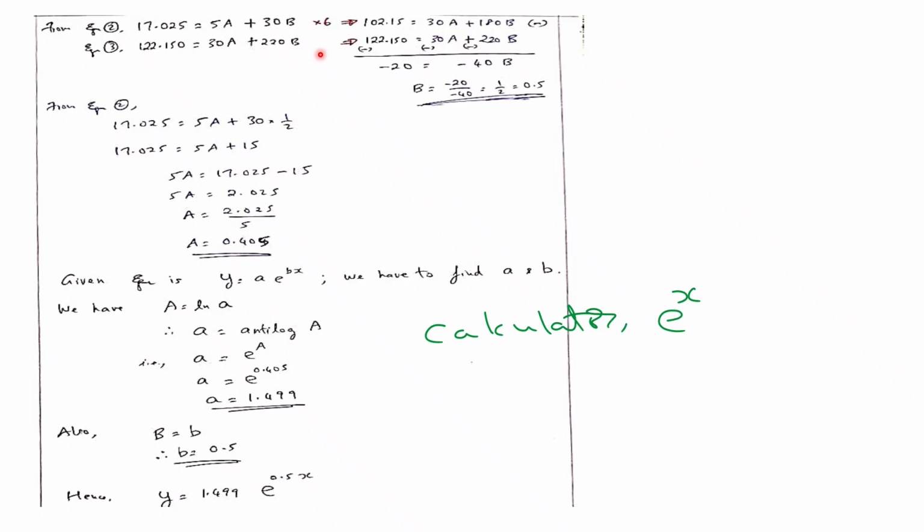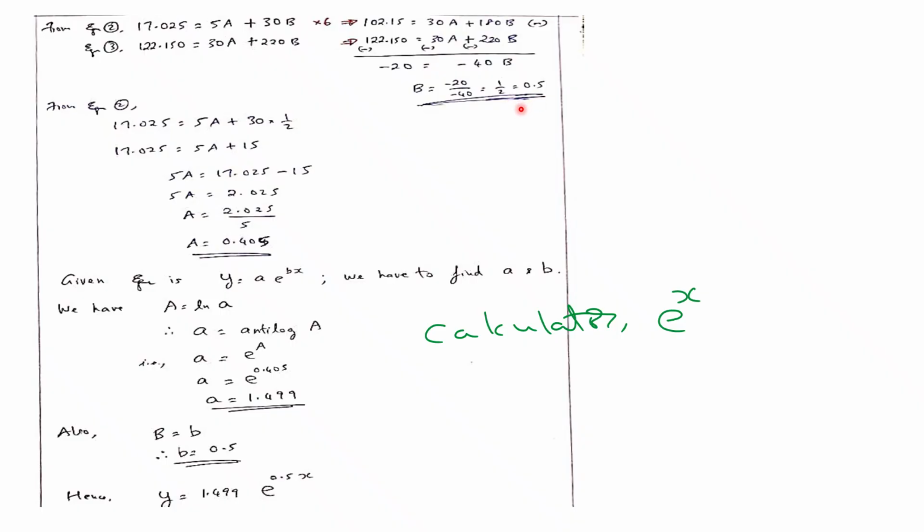So the same thing I'll write here, 122.150 is equal to 30a plus 220b. Now when you subtract, you change the sign on the lower equation. Okay, so 102.15 minus 122.150. This bigger term has a minus sign, so you write that. So minus 20 you get. That is equal to 30a minus 30a, which gets cancelled. Here you see 180 minus 220 will give you minus 40 into b. So b is equal to minus 20 by minus 40. Minus minus becomes plus, right? So this becomes half or 0.5.